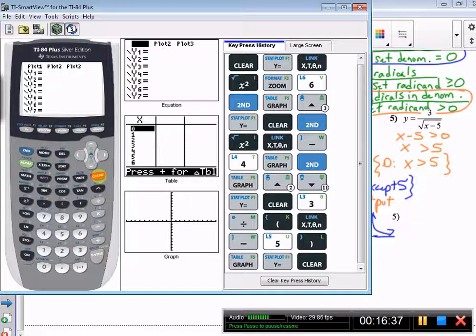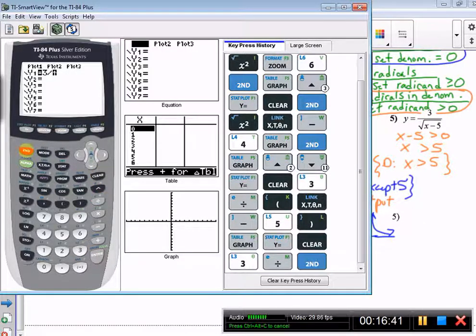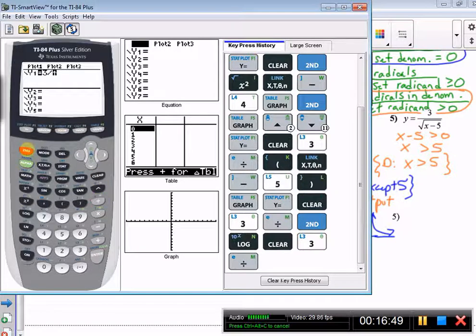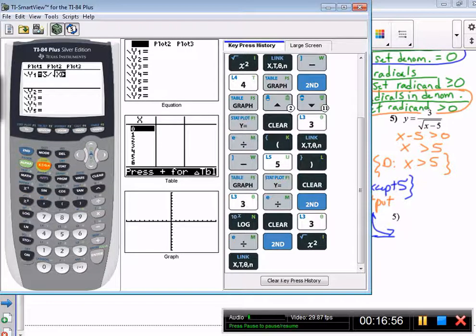For number 5, if we take a look at that graph, clear that one out, we have 3 divided by the square root of x minus 5.